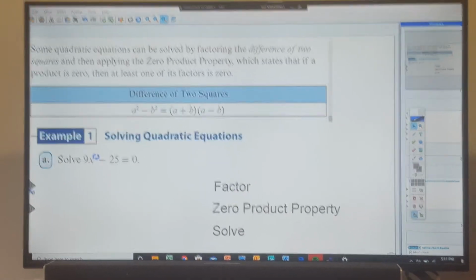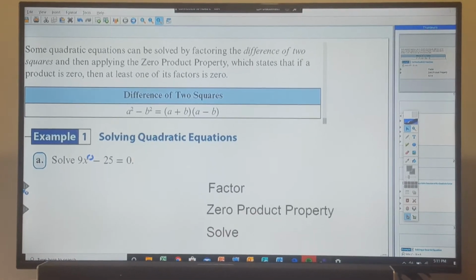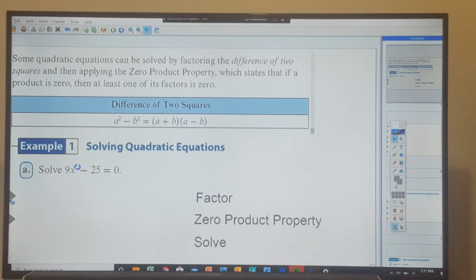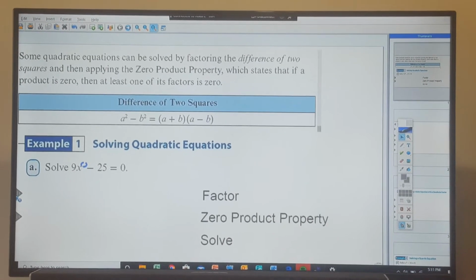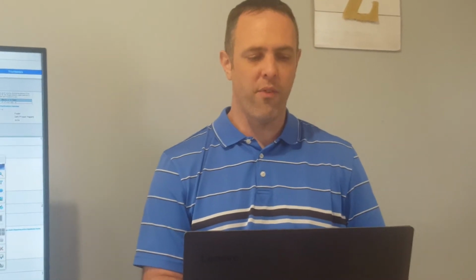So we see the format when we do this, 9x squared. What times itself gives me 9x squared? Give you a second to think about that. Yes, you're right. 3x times 3x gives me 9x squared. Now what times itself is 25? 5. Yes, that's right. 5 times 5 is 25.